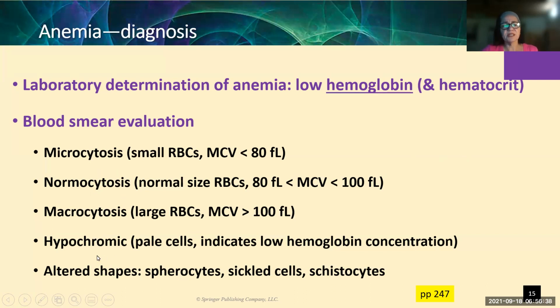The other thing that's noted is how dark is the cell? What does it look like under a microscope? And so hypochromic means not enough color. The color comes from the hemoglobin. That's the red color. And so if they don't have a lot, it indicates low hemoglobin concentration. And then again, altered shapes give you an indication of what the problem may be. Covered on this page.